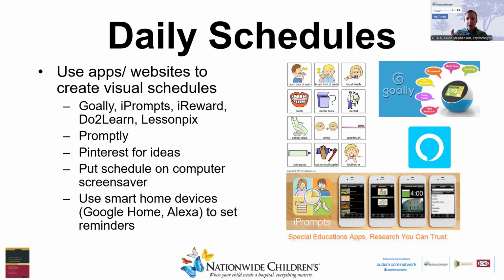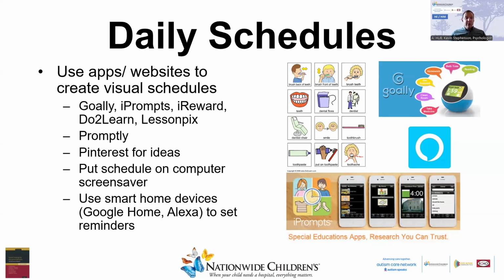There are specific websites and apps like Goalie, iPrompts, iReward, Do to Learn, Lesson Picks. Promptly is another one. Pinterest can be really good to find other ideas. You can even search for pictures on any search engine to find a picture version of brushing your teeth, or an icon for going to the dentist or putting on shoes. And so even something that's completely free, of finding something that's available online, putting it in a document or a Google Doc or something like that, and then there you go, you have a visual schedule.